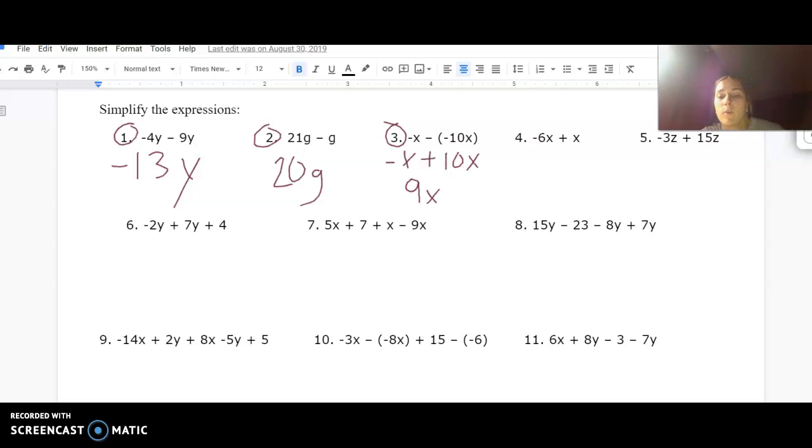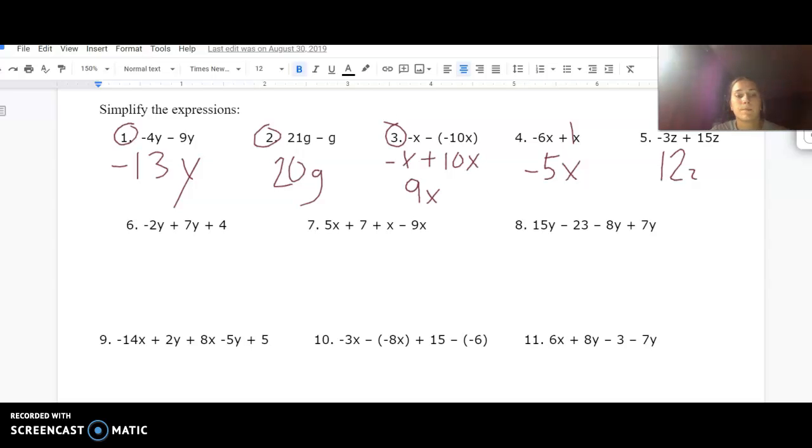Okay, for number 4, I have negative 6x plus x. So we're adding one positive x here. That's going to give us negative 5x. Number 5, I have negative 3z plus 15z. So we have negative 3, and then we have a positive 15. That ends us up with a positive 12z for our answer there.